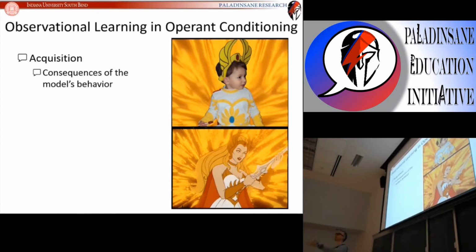Saving Private Ryan, you're much less likely to go through observational learning for Saving Private Ryan because many people get killed and injured, they get punished for their gun behavior.